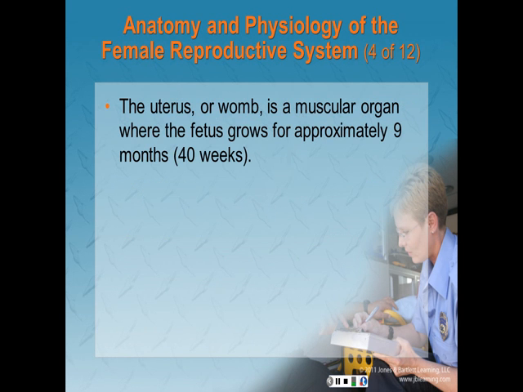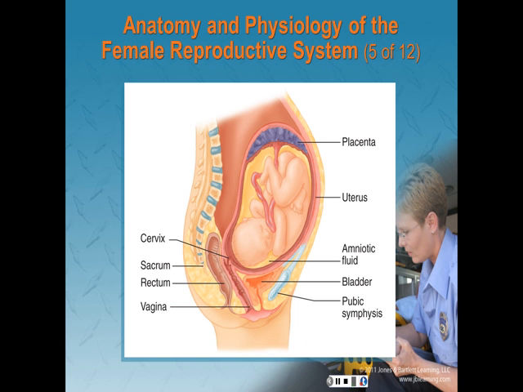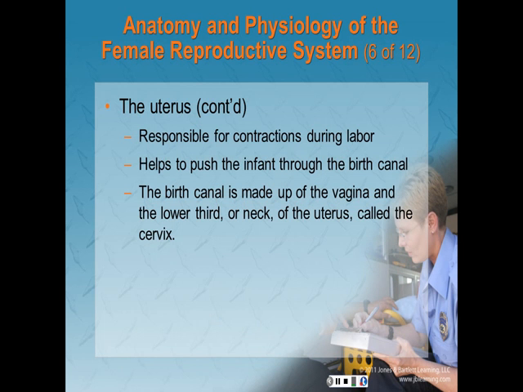The uterus, or womb, is a muscular organ, and it is here that the fetus grows for approximately 9 months or 40 weeks. In this picture, it clearly shows an intrauterine pregnancy. The uterus is responsible for contractions during labor and ultimately helps to push the infant through the birth canal.